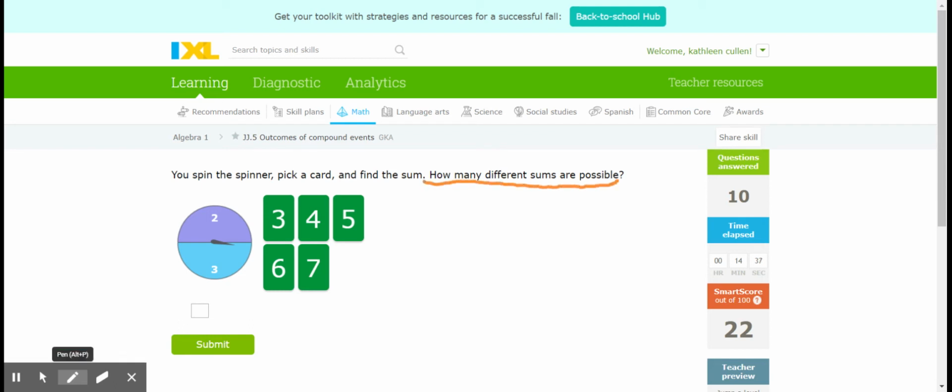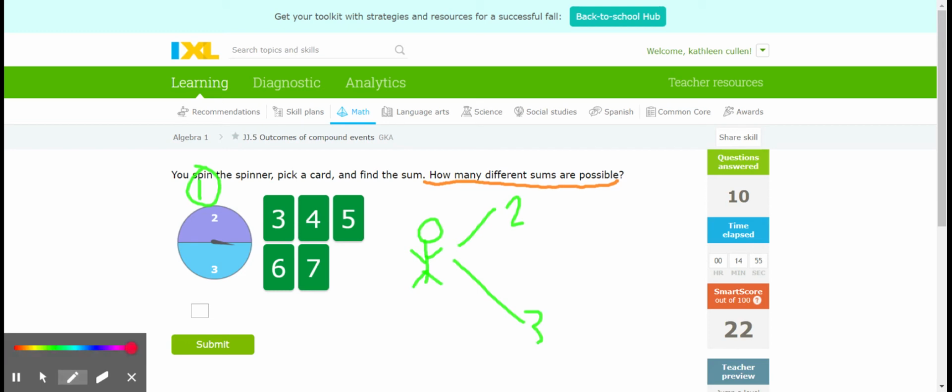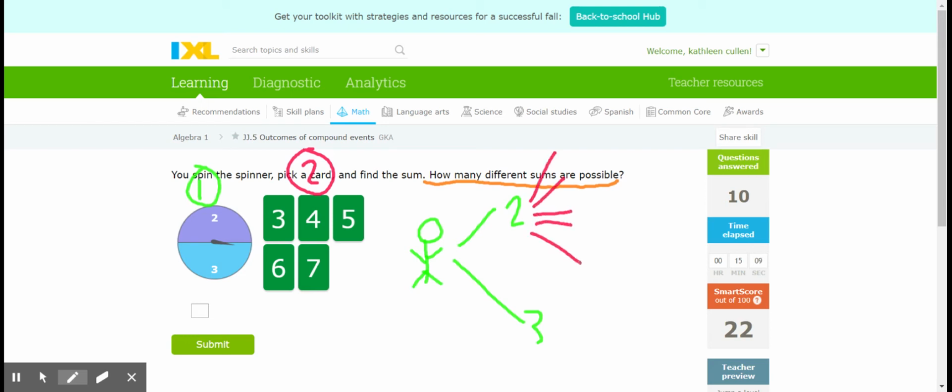So here we have our first event of spinning the spinner. So here you are again, and you are going to spin the spinner first. So these are your 2 possibilities. You're either going to land on a 2 or you'll land on a 3 when you spin that spinner. Then we're going to be talking about event 2, where you can either pick a 3, 4, 5, 6, or 7. So let's say first you spun a 2. Then you can either land on 3, 4, 5, 6, or 7.